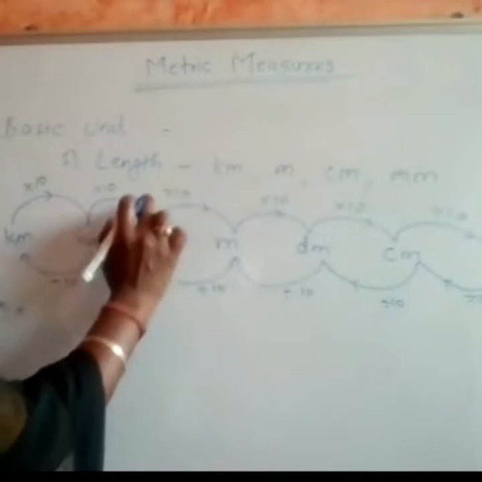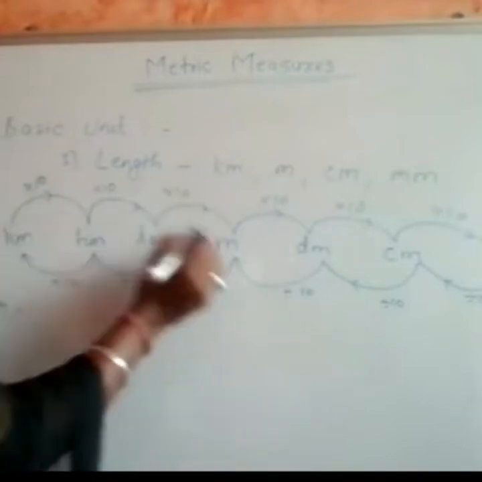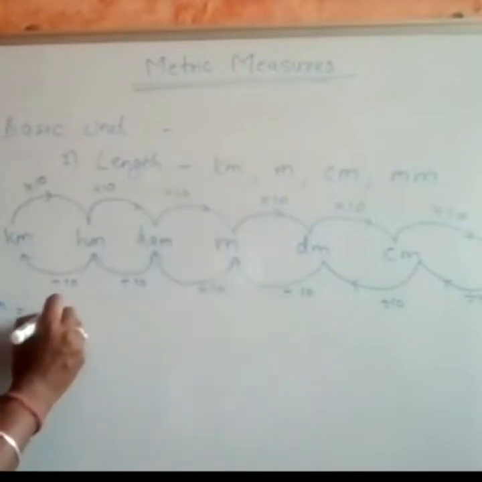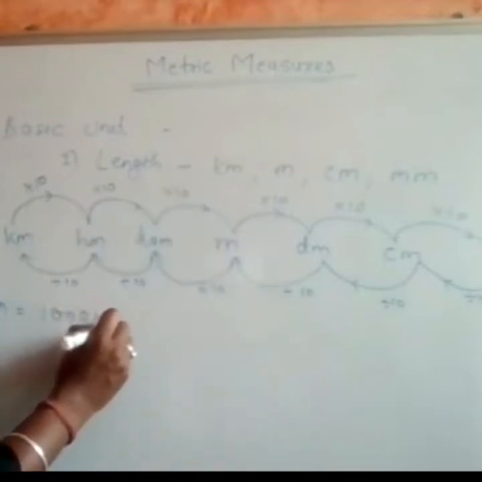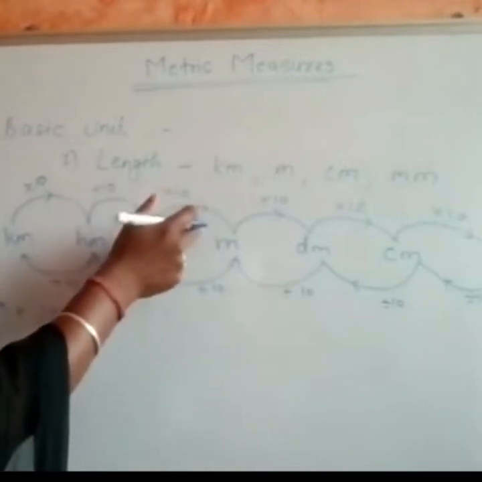Multiply by 10, multiply by 10, and multiply by 10. So 3 times we have multiplied with the 10. So 1 kilometer equals how many meters? That will be 1000 meters. Multiply by 10, multiply by 10, and multiply by 10.